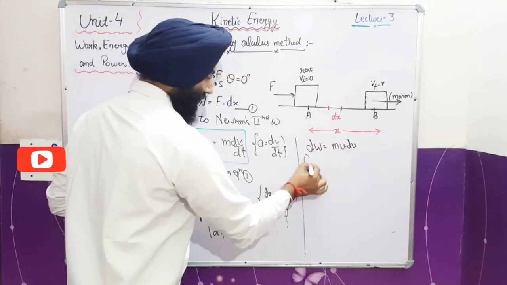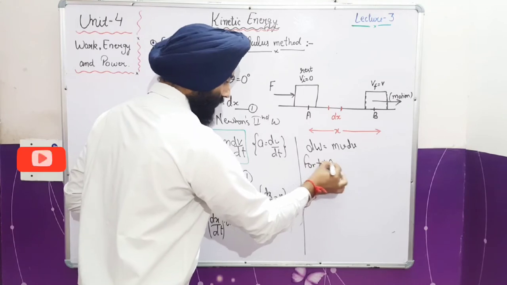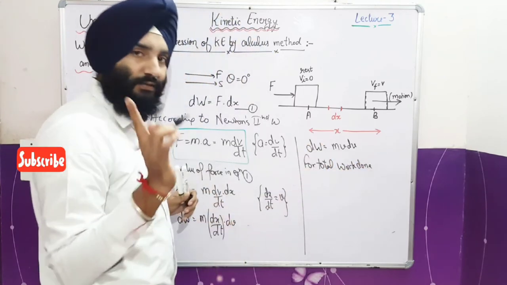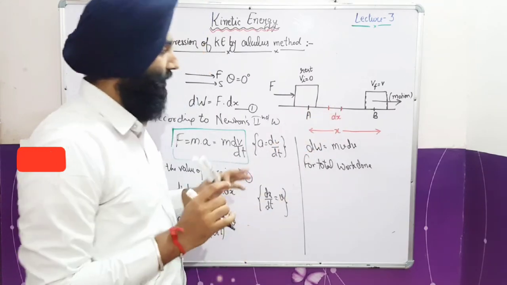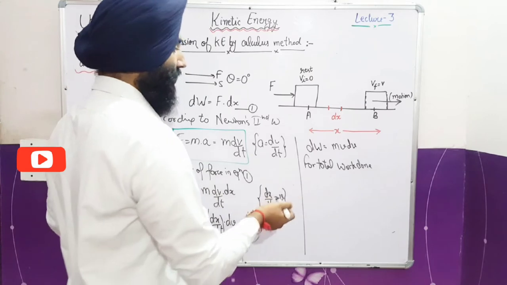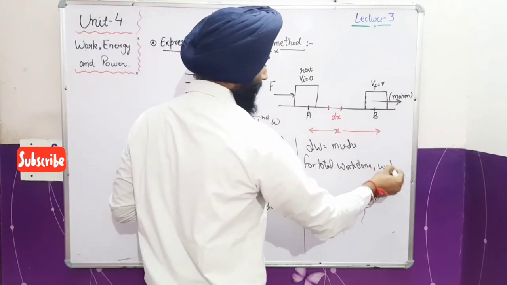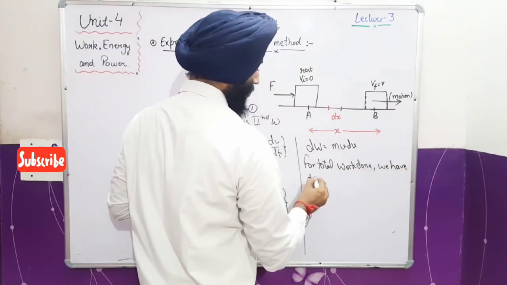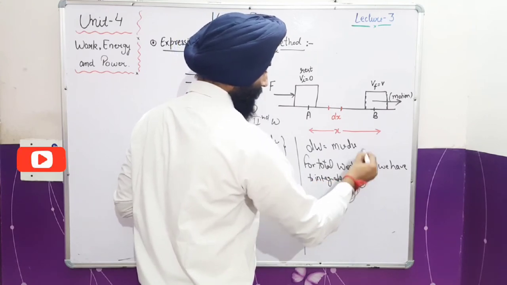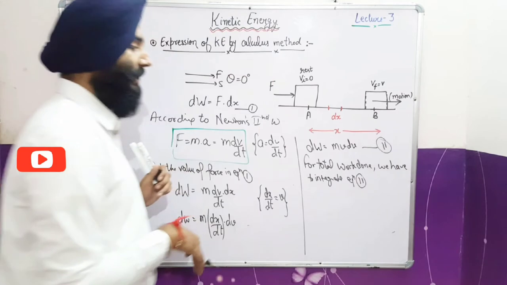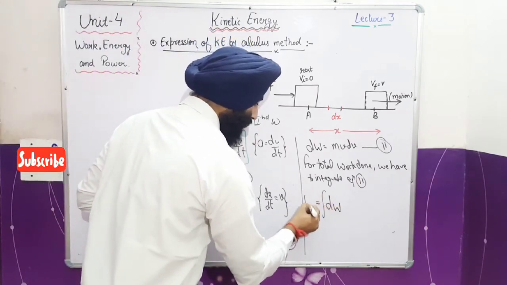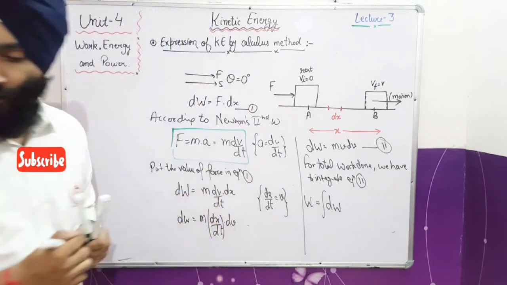So for total work done, this small work done is for a small displacement dx. Fine. But we need the total work done, the total work done by the body. So for total work done, we have to integrate equation number 2. So suppose this is equation number 2. We have to integrate this equation. So the integration of dw is equal to work done, the total value of work done.